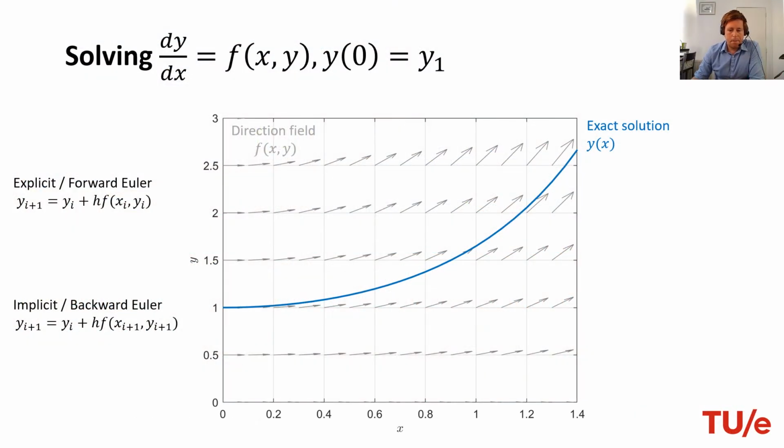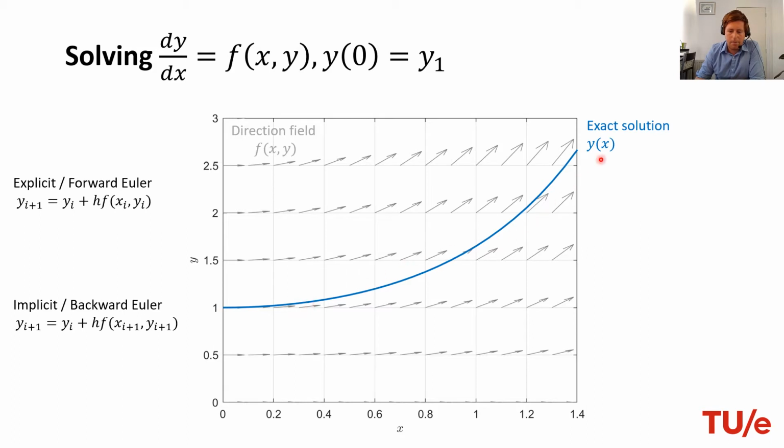So let's make a short recap of what it means to use explicit or implicit Euler in order to solve such an initial value problem. Let's say that we want to solve this problem over here. dy/dx is a function of x and y, and we have as an initial condition that the function that we're looking for at x is 0 should be equal to 1.